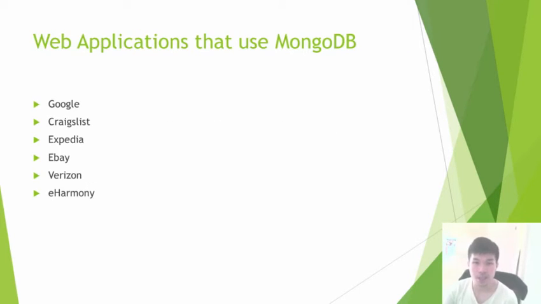So some web applications that use MongoDB: obviously Google is a huge company, so they have a lot of web applications. But you can see Craigslist, Expedia, eBay, Verizon, eHarmony. These are huge names that are using MongoDB. And there's a lot more, like New York Times or publishing places like Forbes as well. So not only is it open source, but big companies are actually using it as well.